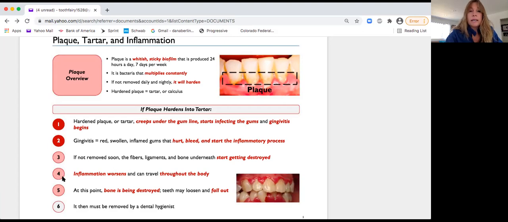Inflammation worsens and can travel throughout the body. At this point, the bone is being destroyed, the teeth may loosen and fall out, and that is periodontal disease. When the tartar is still under there, it must be removed by me, the dental hygienist. We try to get that out before you lose your teeth.